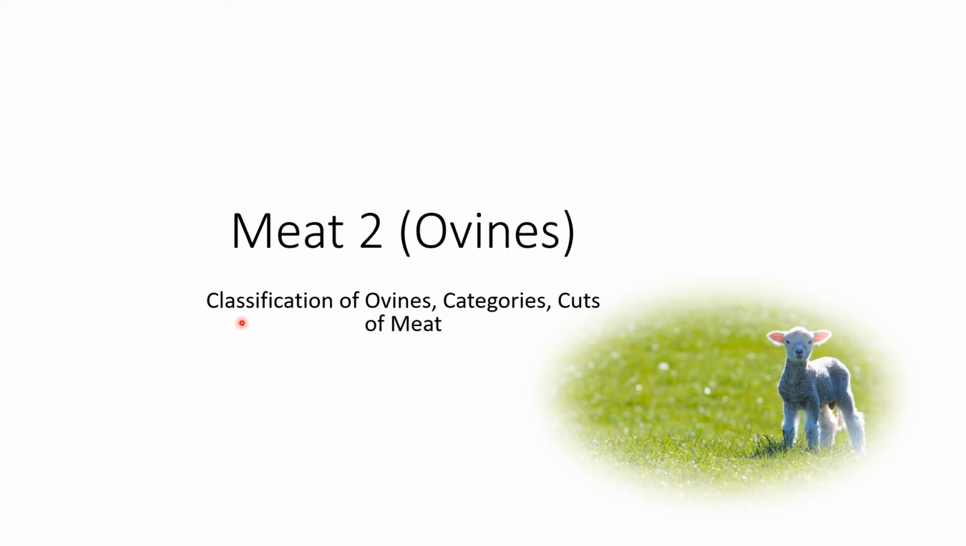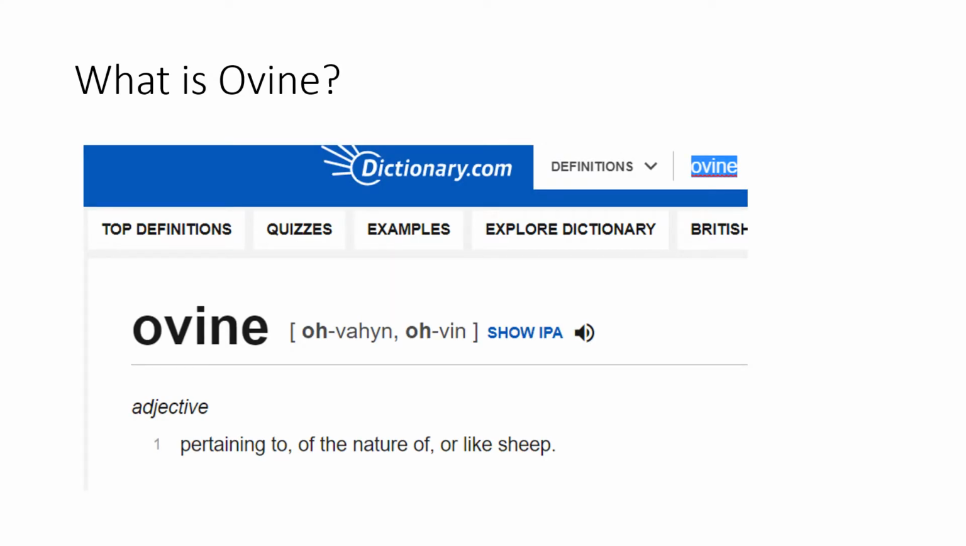So, classification of ovines, categories and cuts of meat. That's what this chapter, this video, shall deal with. Ovine, according to dictionary.com, means pertaining to the nature of sheep. So that's what we're talking about.